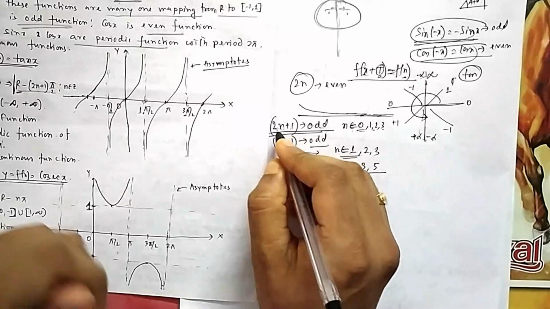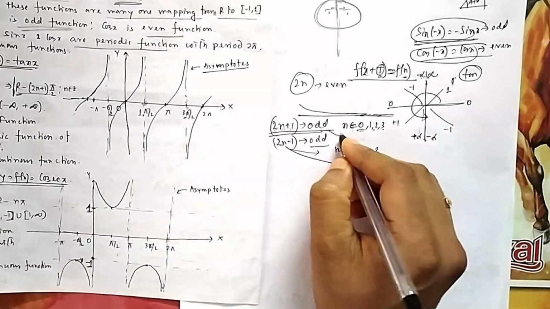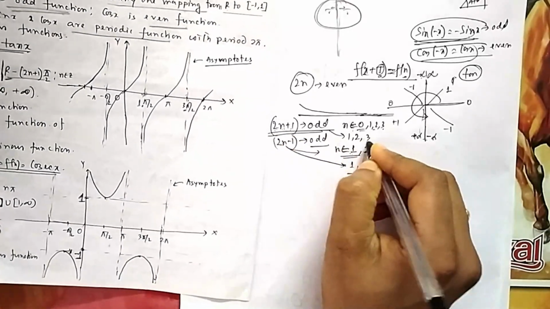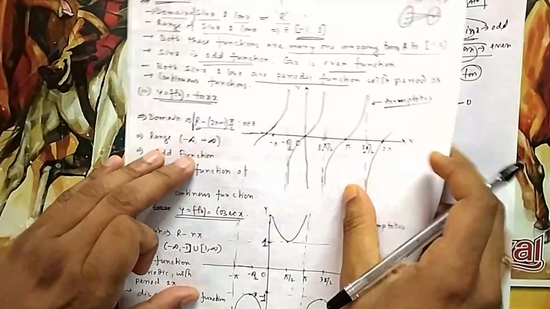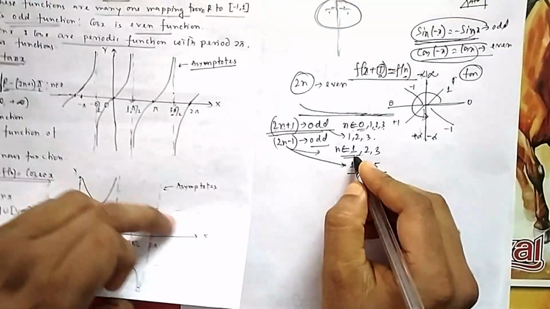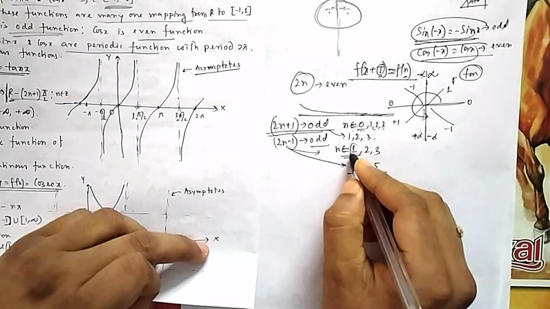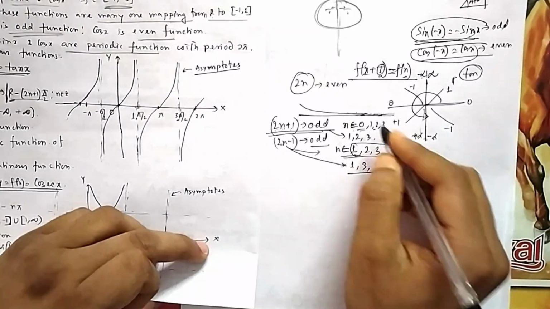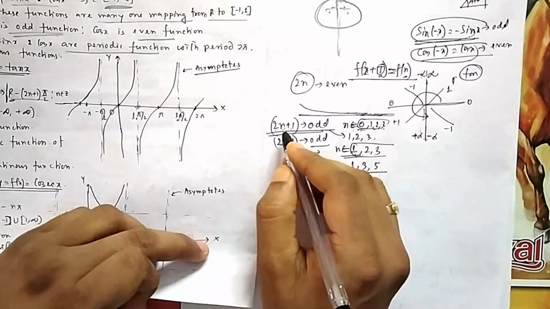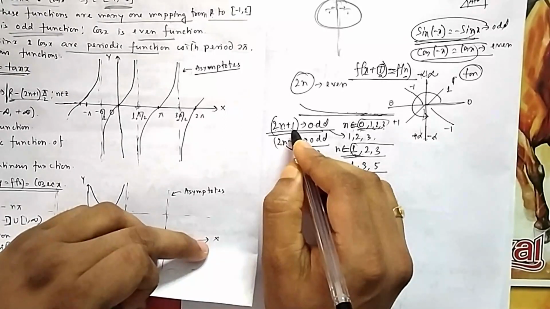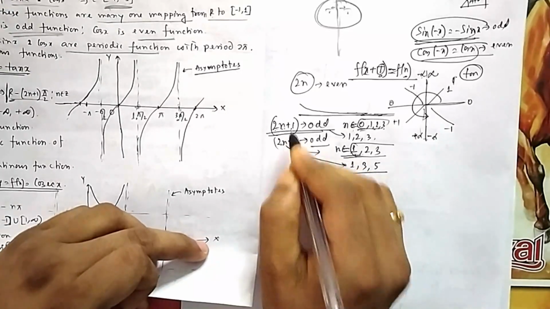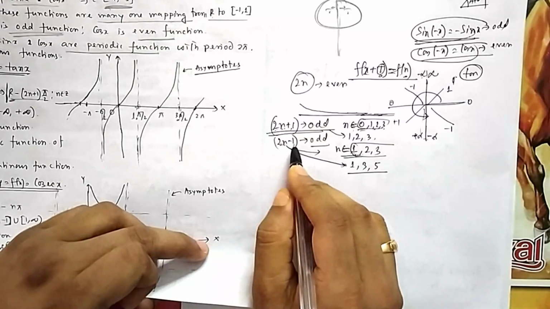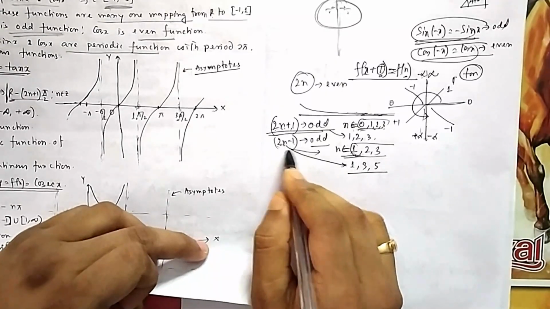So 0 means 2 into 0 plus 1, so your output will be 1. Then 2 means 3. So you can go either way. Here we start from natural numbers actually, from 1. But here, with 0, you can take any integer. You can put minus 1 also: minus 2 plus 1 gives you minus 1. If you put minus 1, that will also give minus 3.